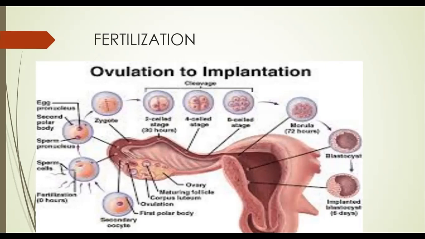Next, what happens in the inner cell mass at the 8th day? At the 8th day, the embryoblast differentiates and is converted to ectoderm, endoderm, and mesoderm. The focusing area is ectoderm, mesoderm, and endoderm.